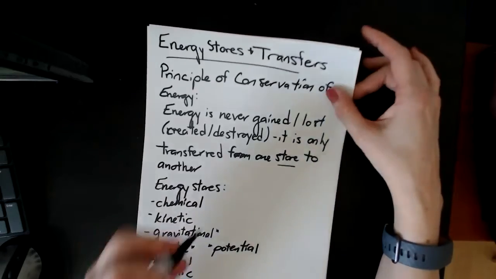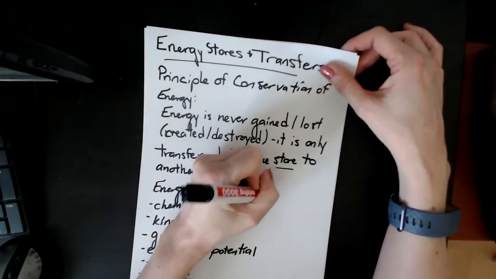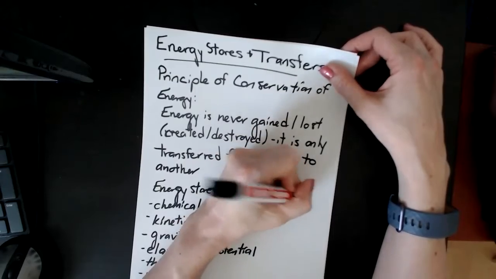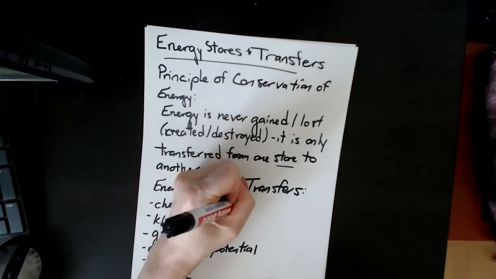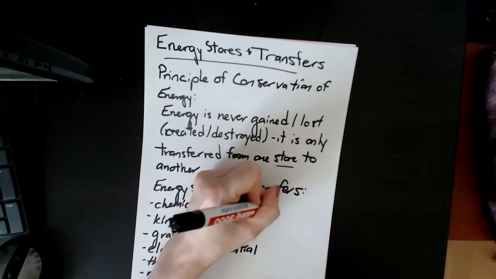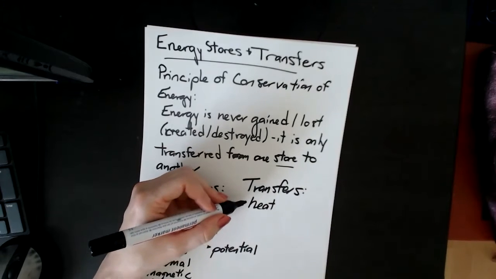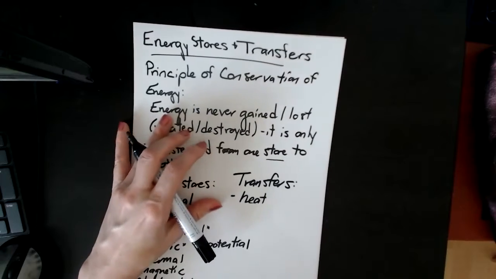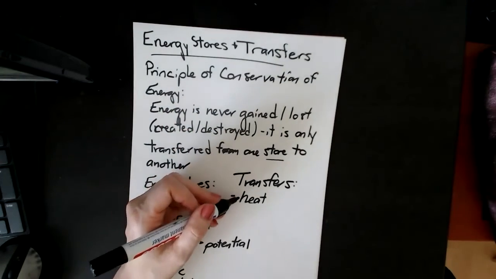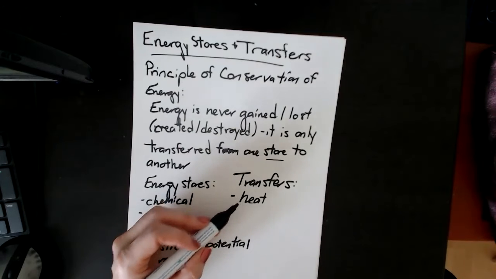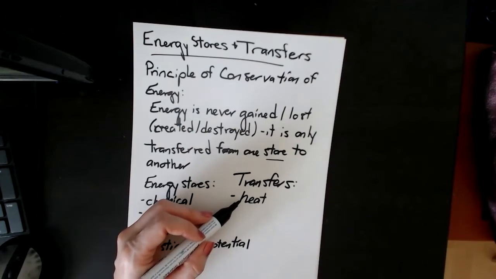Now, ways that they can be transferred. There are many ways, and you need to know four of them, I believe. The first one is heat, or thermal transfer. This can be in the form of IR waves, infrared waves. Anything that gives off heat gives off infrared waves. It can also be convection and conduction. I have a separate video for the heat transfers, talking about the three ways of that, so I won't say any more about that.